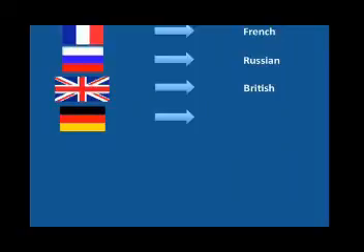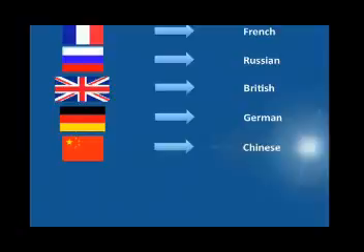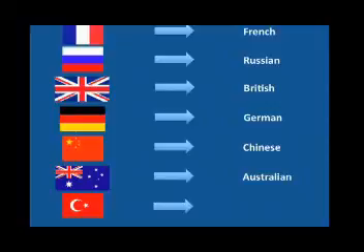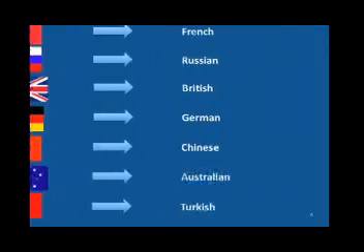And here we have Germany. Someone who comes from Germany will be called a German. Here we have China. Someone who is from China is Chinese. Here we have Australia. Someone who's from Australia will be known as an Australian. Here we have Turkey. Someone who comes from Turkey is Turkish. And so that is countries and nationalities.